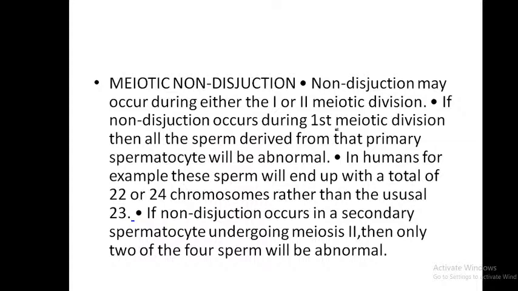Second meiotic division all will only half will be abnormal gametes. And in this slide we'll explain how the chromosome number changes, with the example of the chromosome composition of human beings. We'll come to it later in explaining.